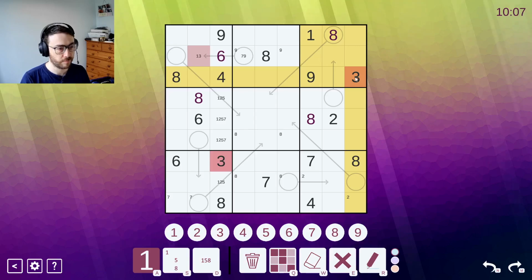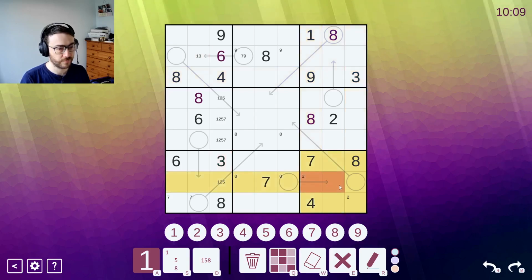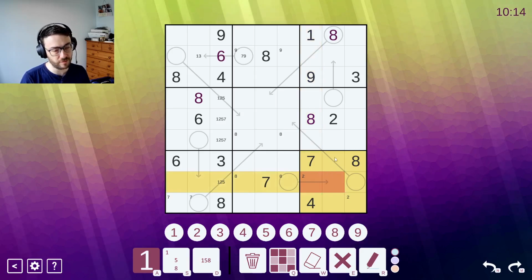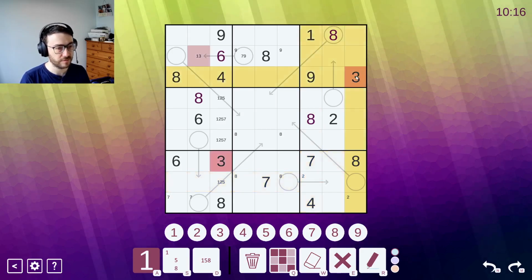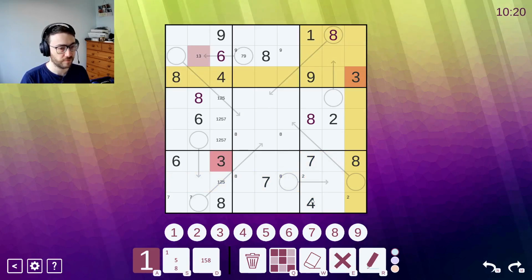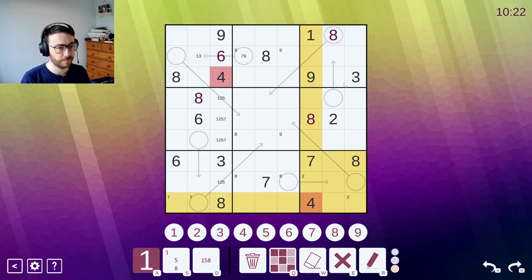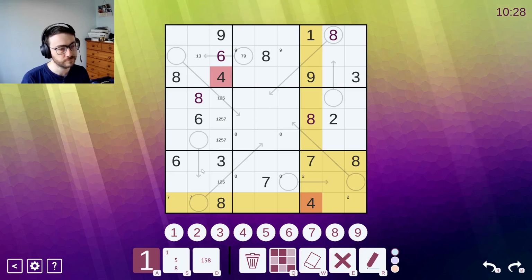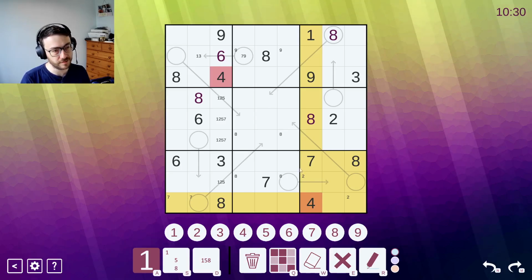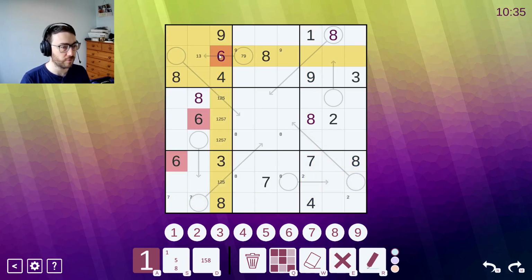3s... So we've got 3 here. You could definitely put a 3 on the arrow though, can't you? There's no restriction there. Okay, what about 4s again? I'm not seeing anything on 4s at all. We don't have any 5s. Come on, 6.